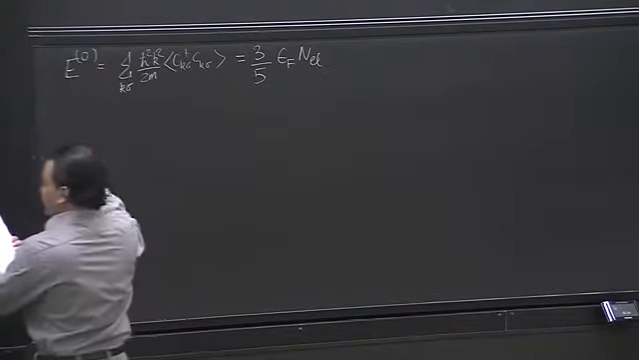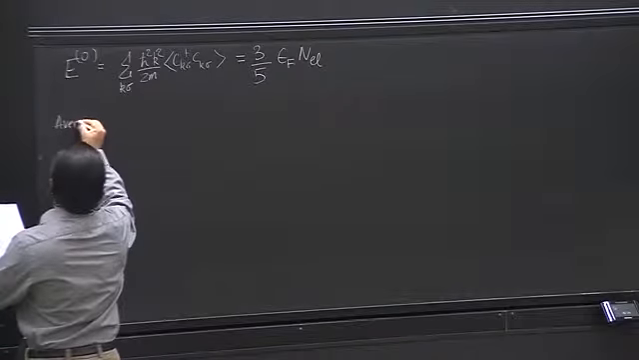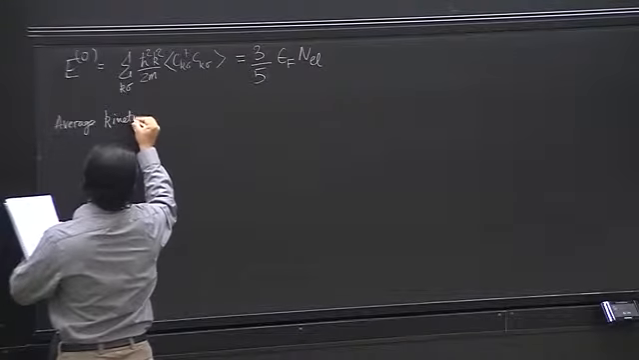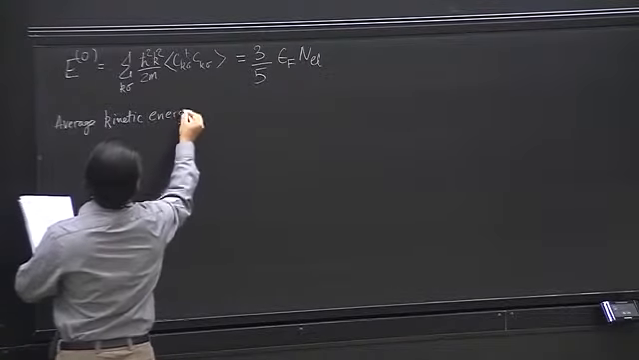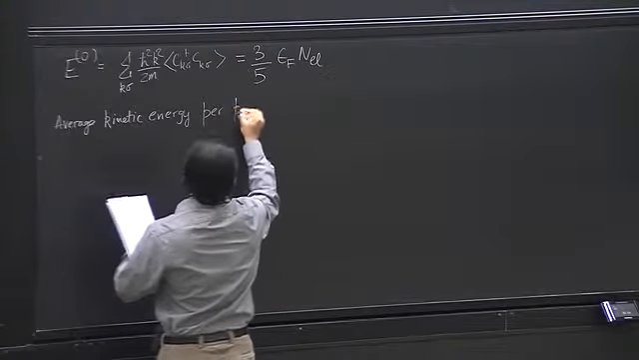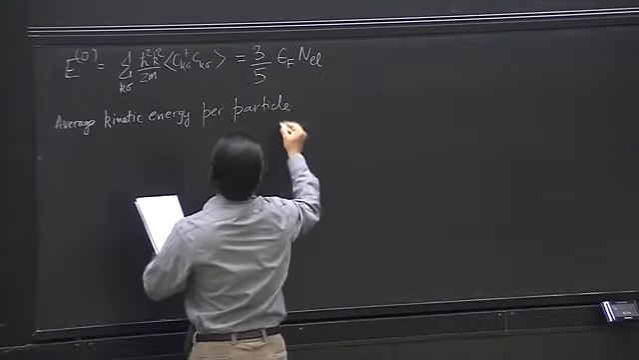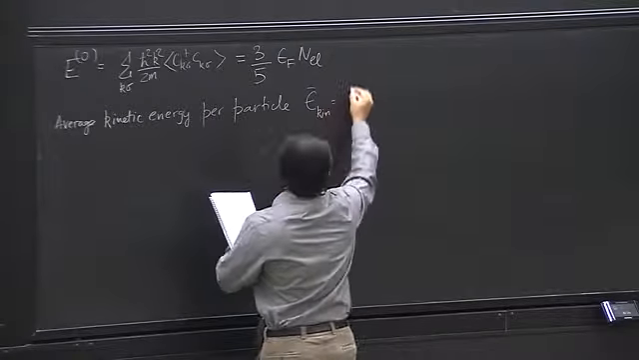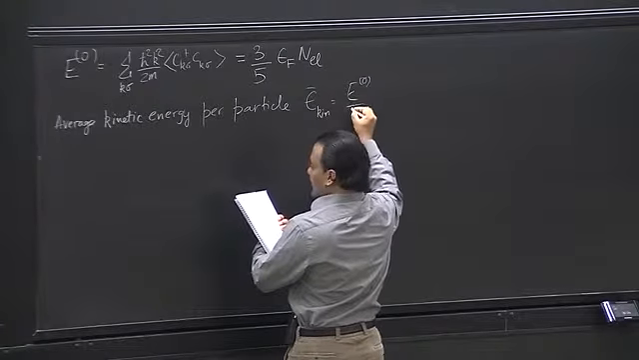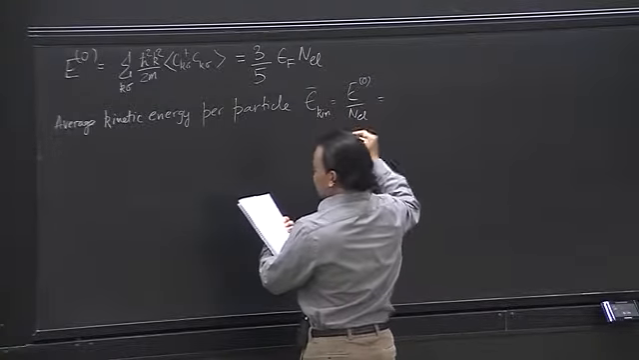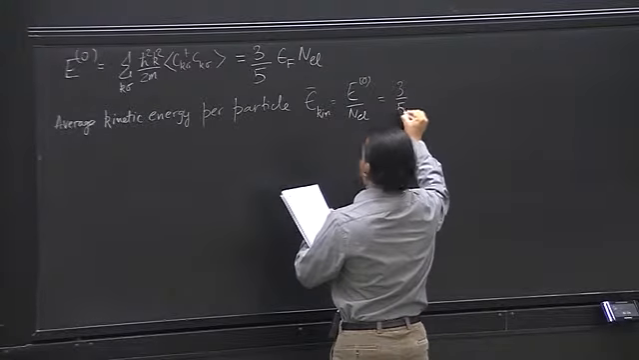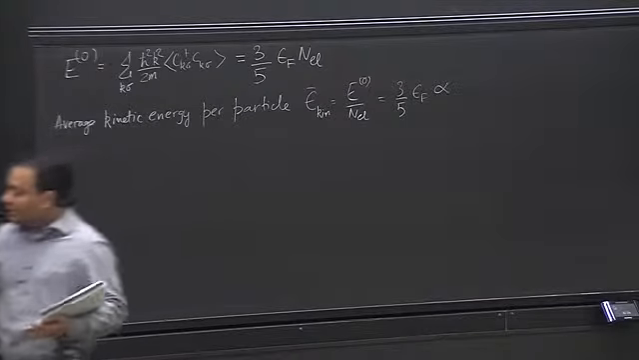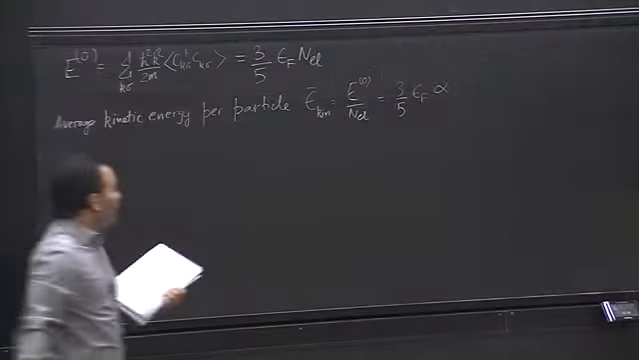This means that the average kinetic energy per particle, which is this total kinetic energy E naught divided by the number of electrons, is simply 3 over 5 epsilon F, which is proportional to the electronic density to the power 2 by 3.